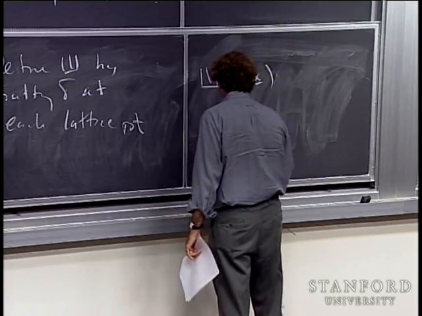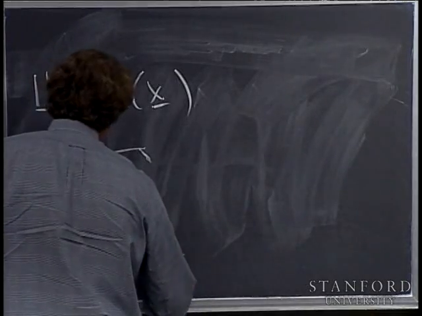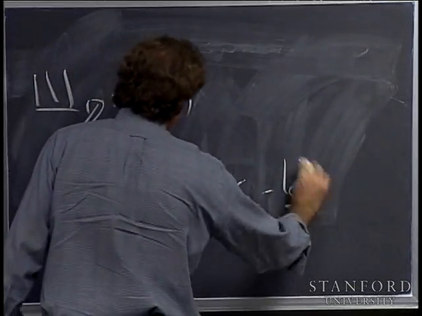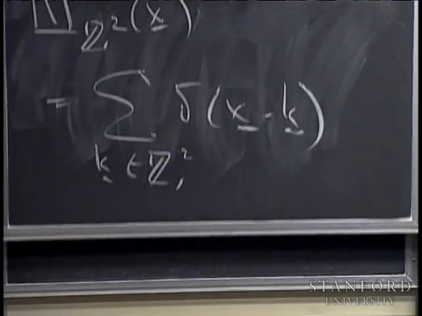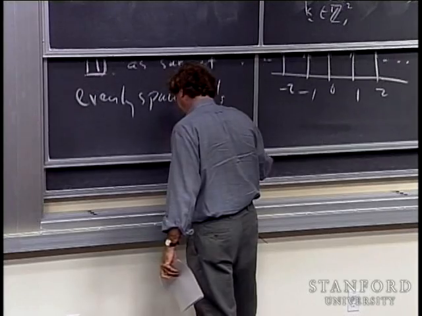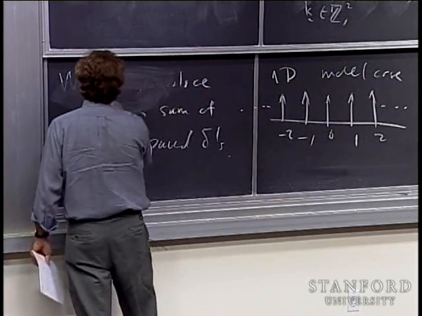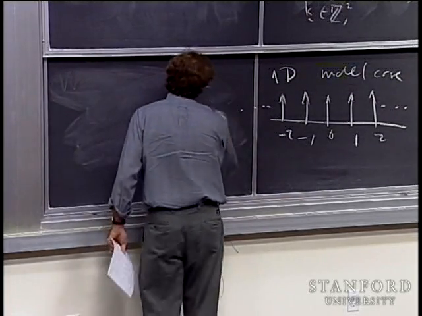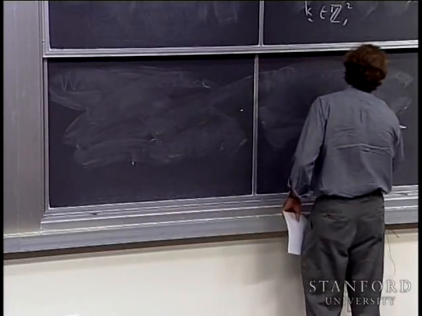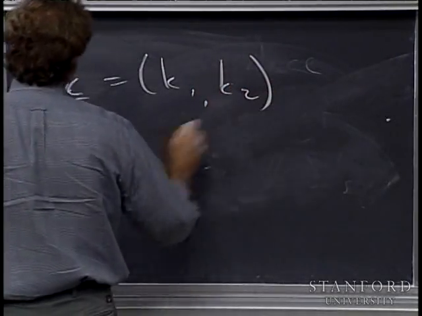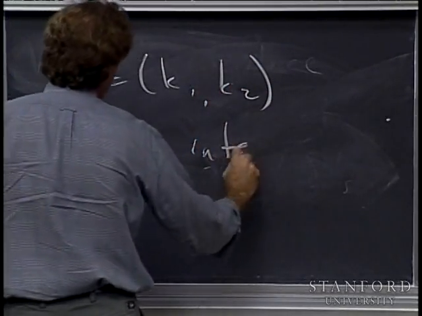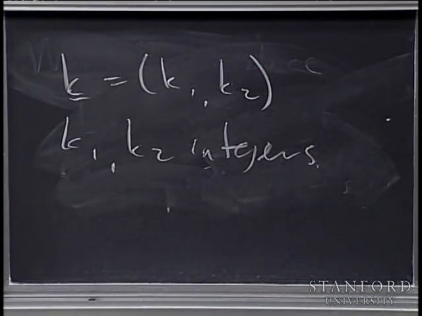It's going to be the sum, let me write it like this, over k in Z2 of delta of x minus k. Again, what I'm trying to do here is make this look as much like the one-dimensional case as possible. If I write the vector k, what I mean is it's a pair, k1, k2, where k1 and k2 are integers. So if I write it like that, again, it looks like the one-dimensional case. So k is just shorthand notation for k1, k2, integers.